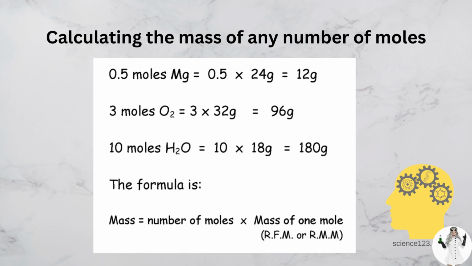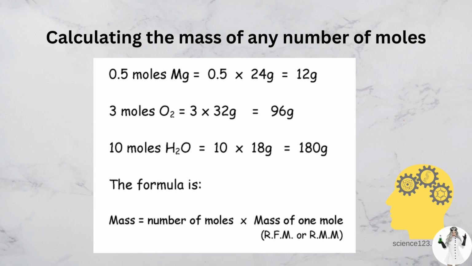So to calculate the mass of any number of moles, we can logically derive this formula again. So if we had 2 moles of a substance, then the mass would be 2 times the mass of 1 mole, or 3 moles would be 3 times the mass of 1 mole.